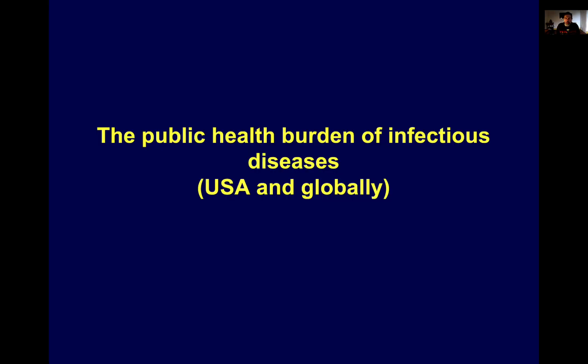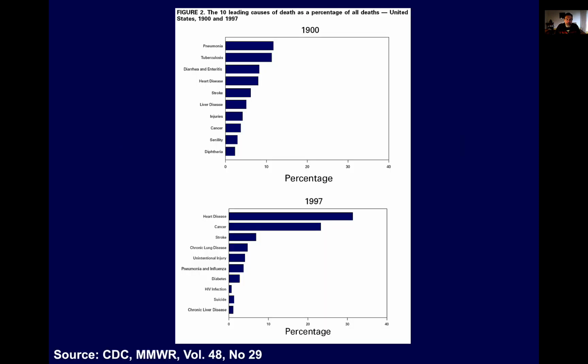So next, we're going to cover the public health burden of infectious diseases in the US and globally. So you can begin to gain a sense of how much of the overall burden of disease in populations is driven by infectious diseases as opposed to other causes of morbidity and mortality. So this slide shows the 10 leading causes of death in the US in 1900 compared with 1997, about 100 years later. And as you probably remember from the graph that we showed, that's the epidemiologic transition of big reductions in infectious diseases over time and not much change in non-infectious causes of death.